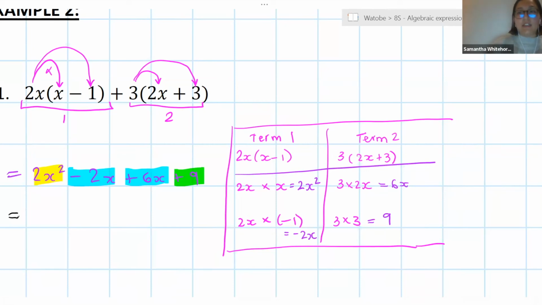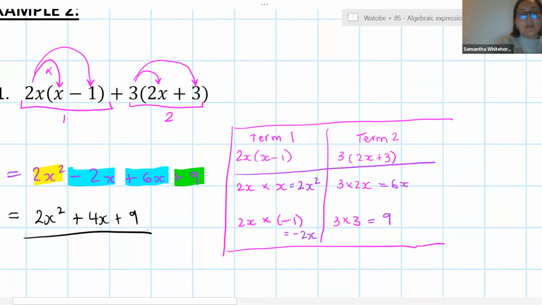All right. So now we add our like terms. The 2x squared is just 2x squared. Minus 2x plus 6x is plus 4x. And then we've got our plus 9. No more like terms. So I'm done with that. All right, guys. Well done. So I saw that sort of popping up a few times in the chat. So well done to those of you who posted that as your answer. If you didn't get that as your answer, please double check where you went wrong and ask if you have any questions.